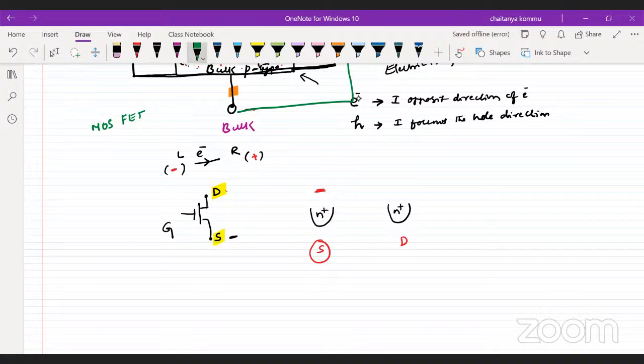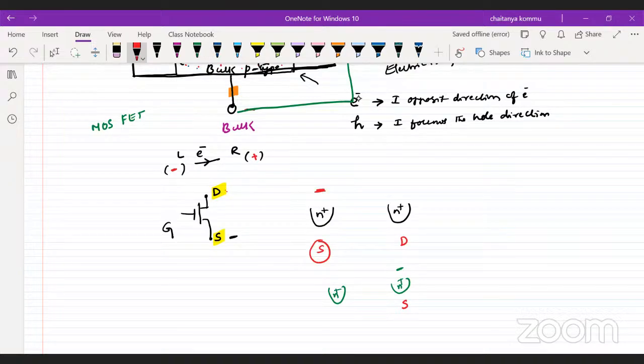Or for example, if I'm applying the negative terminal of the battery at this point, the right hand side, then immediately you have to think about it: it is a source now, not a drain. The point is that the electron has to move from lower potential to higher potential. That's the main intention for that electron. That means the source side must be a negative terminal.